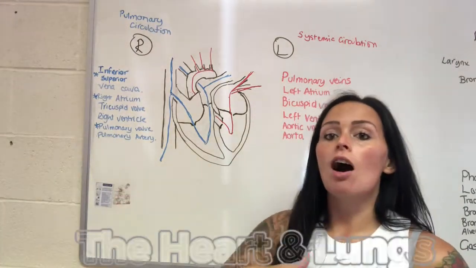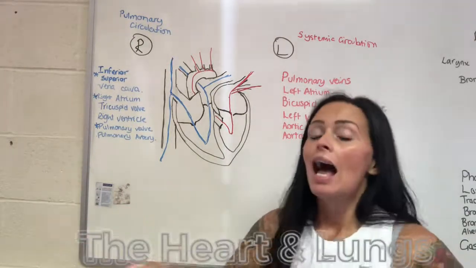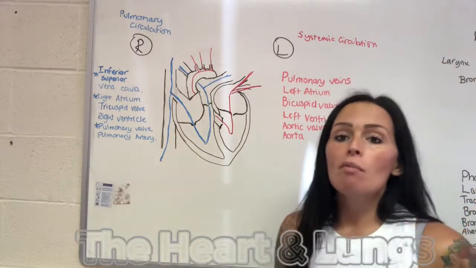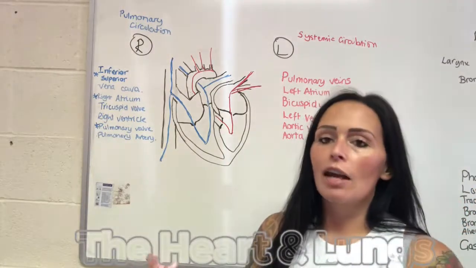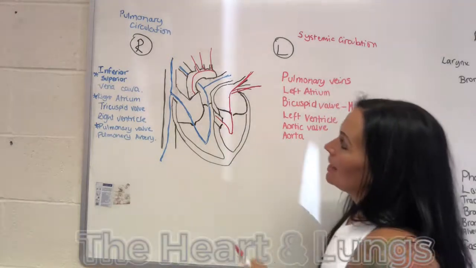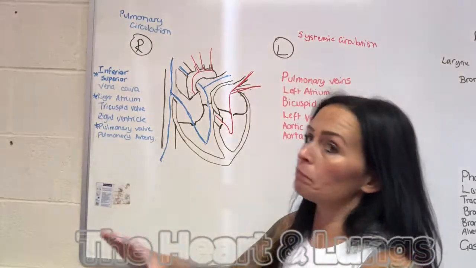So arteries take blood away from the heart, and veins bring the blood back. So imagine venous return, okay? So veins return the blood back, and the arteries always take the blood away.